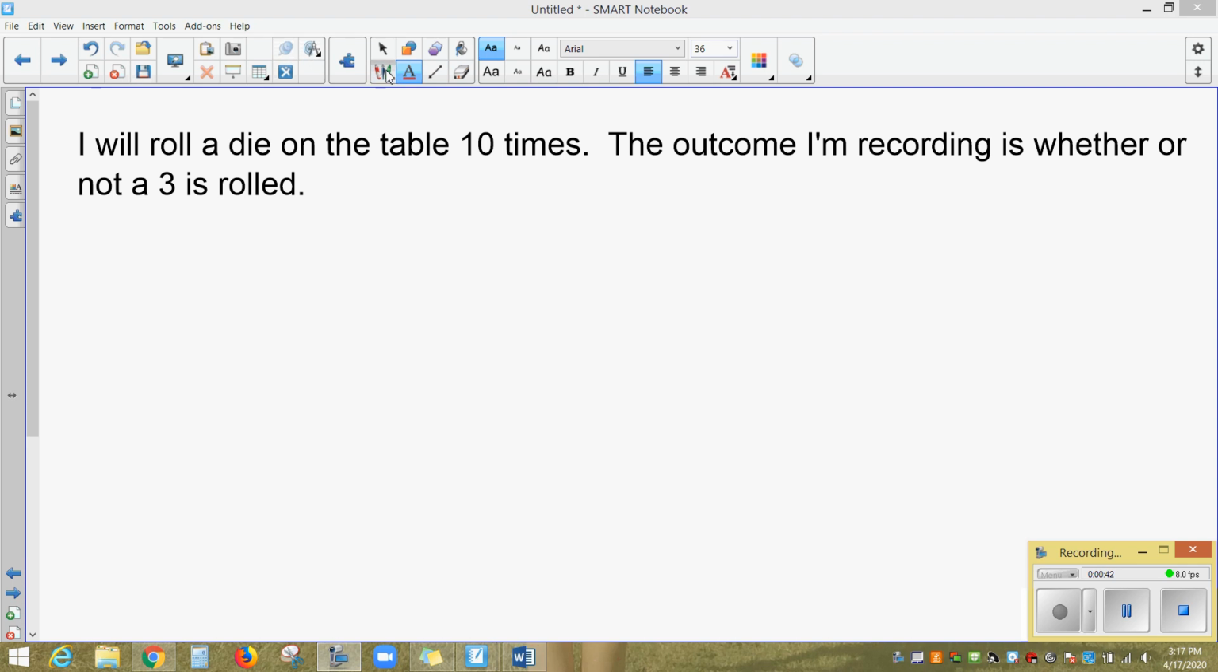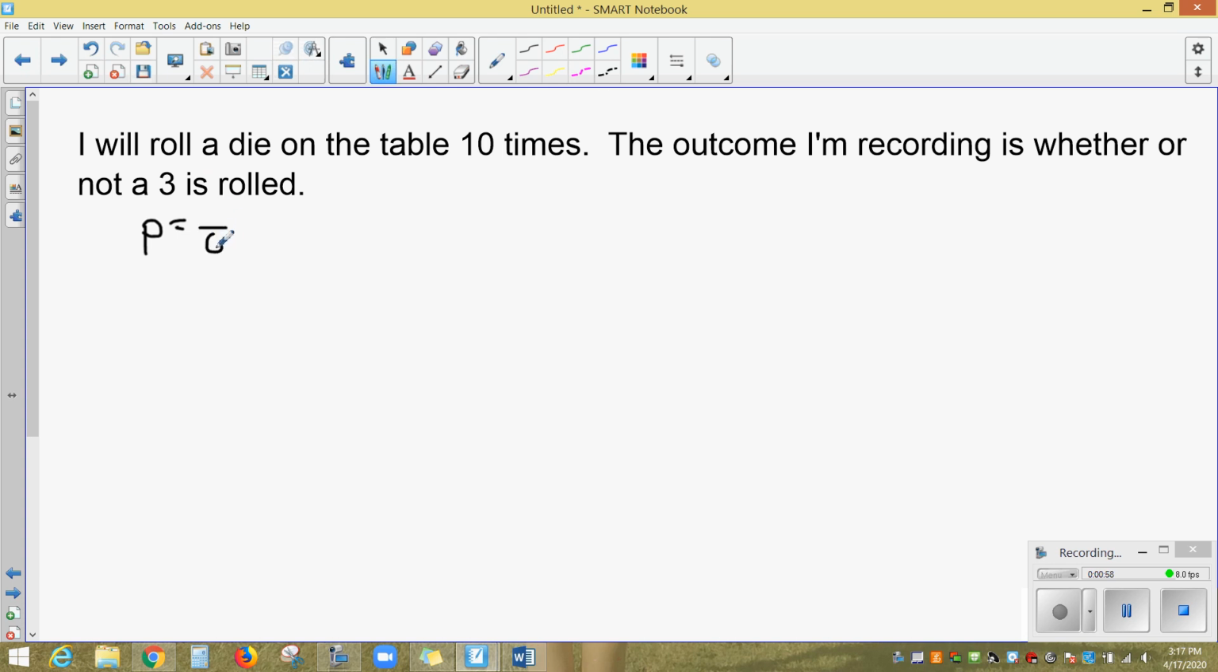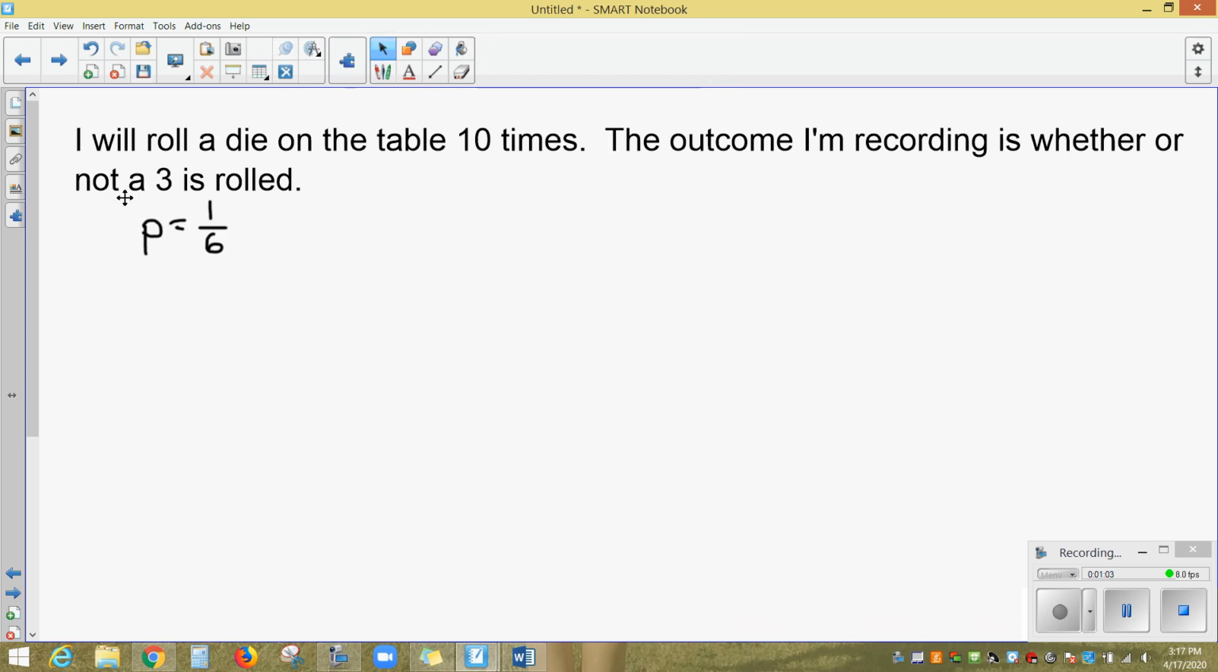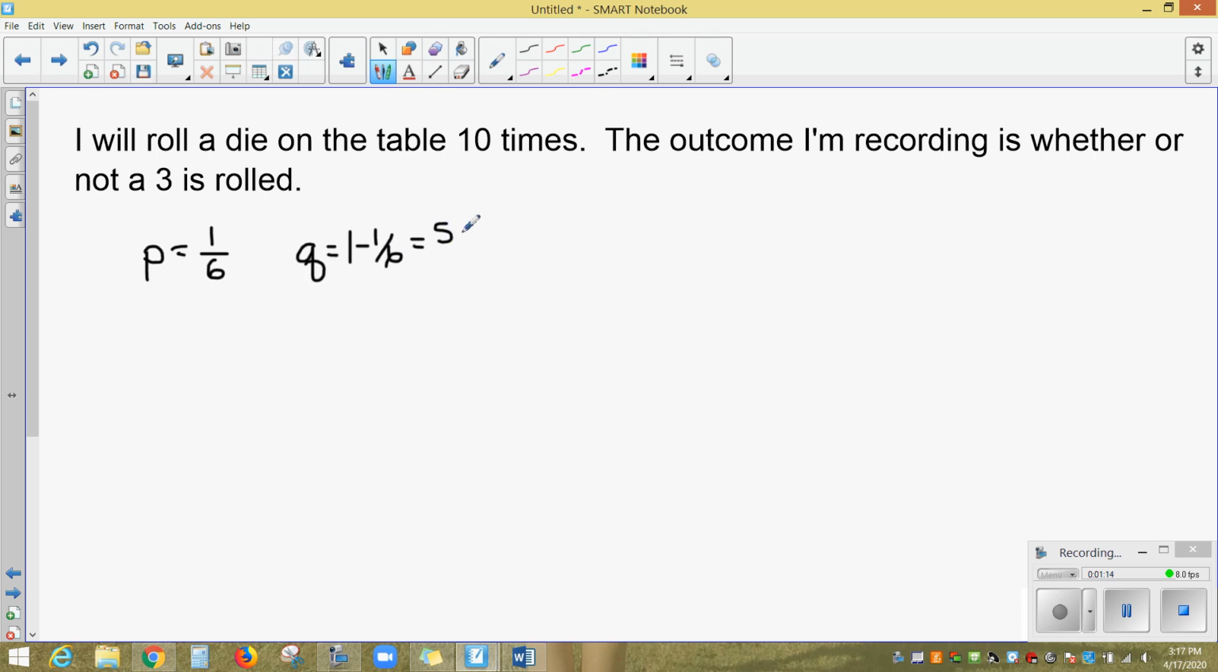So before I even start, let's determine the probabilities we're trying to find. Our lowercase p, probability of success: I'm going to say success means I'm rolling a 3. Out of the sides of the die, there are 6 sides, and there's only one number 3 on there. If p is 1/6, then q is 1 minus 1/6, or 5/6.